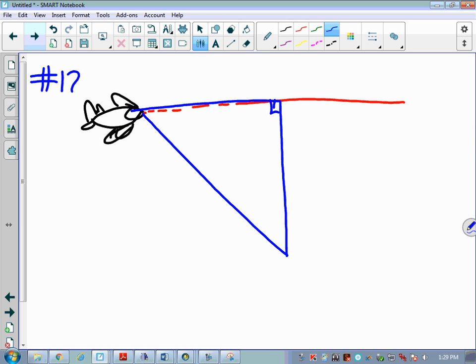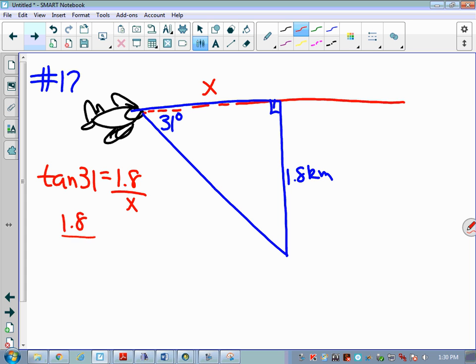We should be familiar with this from our trigonometry SMART goal. We're 1.8 kilometers up, and this is 31 degrees. What we're ultimately going to want to find is this distance right here. Which trig function would I use? You would use tangent. 1.8 is opposite, x is adjacent. So tangent 31 equals 1.8 over x. What I'm going to end up with is 1.8 over tangent 31. You need to take this out to as many decimal places as you can, because it's going to be the difference between a rounding error. What is 1.8 over tangent 31?